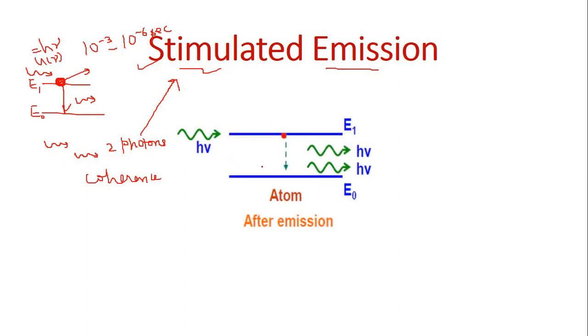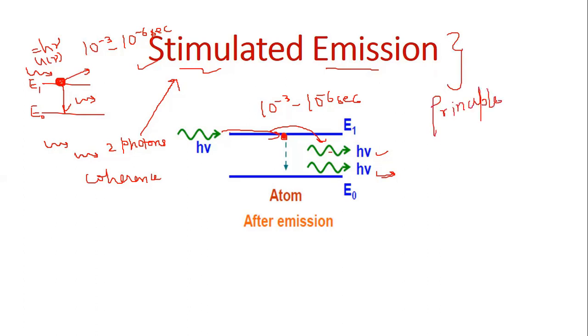So now look at this. So if it is the stimulated emission and the lifetime is 10 raised to the power minus 3 to 10 raised to the power minus 6 seconds, so this atom is triggered by this external photon. So as a result of this, there is the emission of 2 photons. Although there is emission of only 1 photon, we have represented this photon over here as well. So these 2 photons are in the same direction. Okay, so that is known as stimulated emission. And this is the principle of laser action.